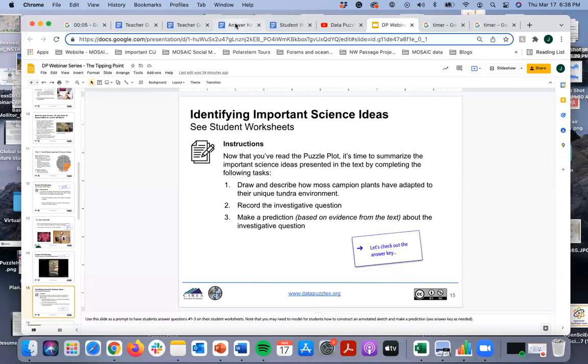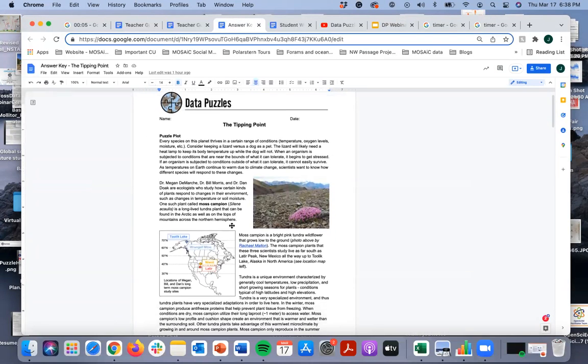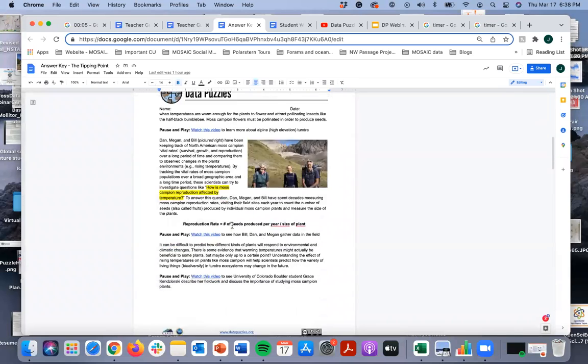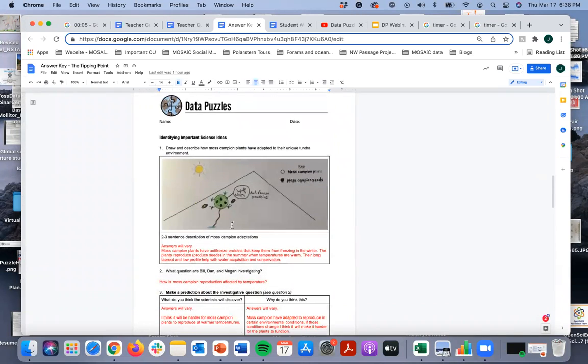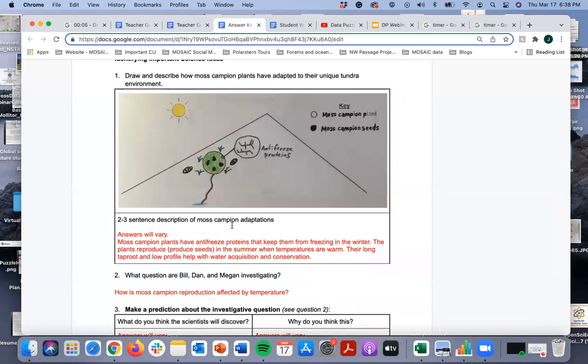So I wanted to now go to the answer key. I realize that I'm kind of bouncing all around, but I think it's important that you see all the different resources that are available to you. So in this answer key here, the task is for students to draw and describe moss campion plants and how they've adapted to their unique environment.